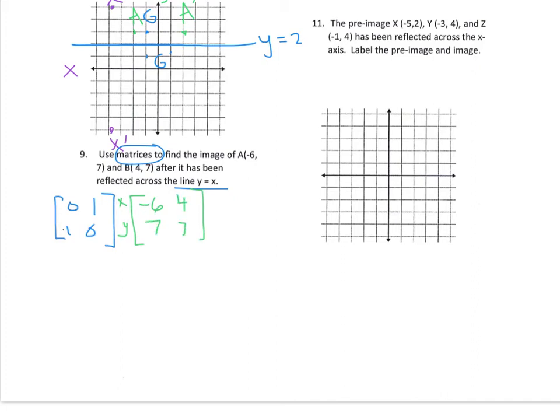And now you're going to multiply the first row by the first column. So you do 0 times negative 6 plus 1 times 7. So it's 7. 0 times 4 plus 1 times 7 is 7. 1 times negative 6 plus 0 times 7 is negative 6. And the last one is 4. See, when you have y equals x, the x and the y just flip-flop. So this was on the bottom, now it goes to the top.